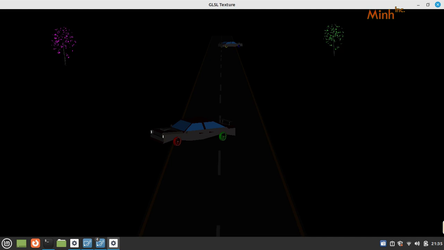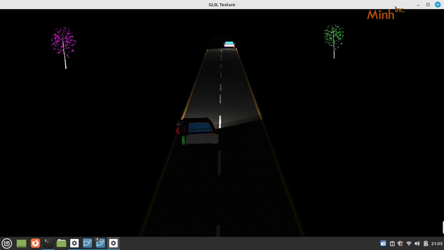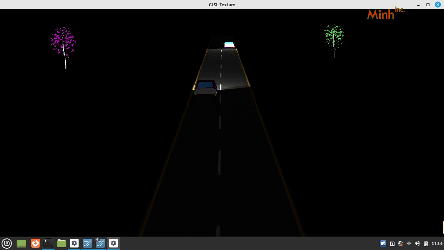Okay, now if it rotates, it's a spotlight. Now it is illuminating the road also. Okay, same way, more light on the trees. Perfect. The car is moving on the highway.